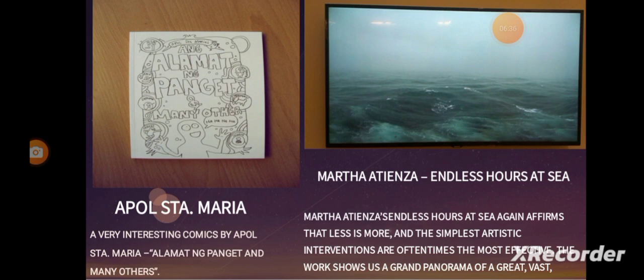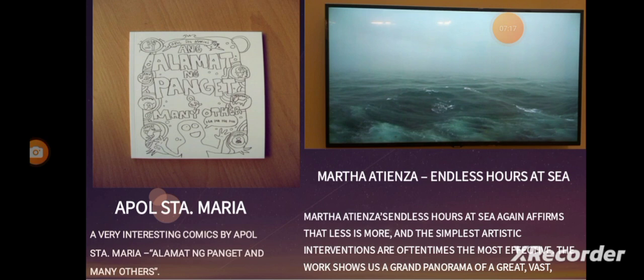The next one is Martha Atienza. Her artwork's name is Endless Hours at Sea. Martha Atienza's Endless Hours at Sea again affirms that less is more and the simplest artistic interventions are oftentimes the most effective. The work shows us a grand panorama of a great, vast, tempestuous, and somewhat violent sea.